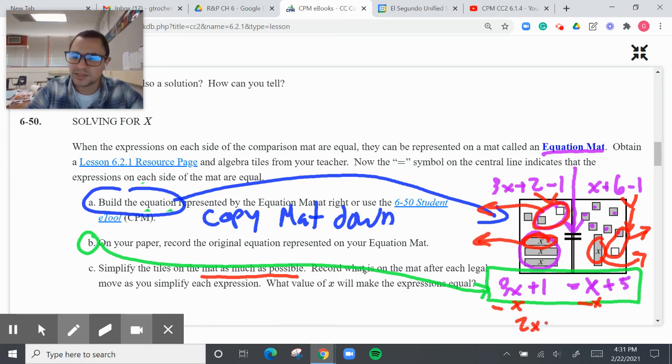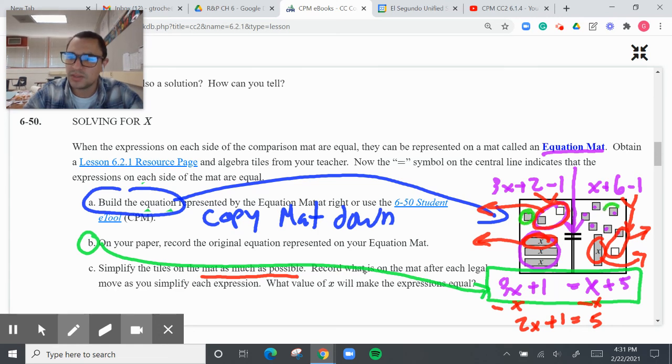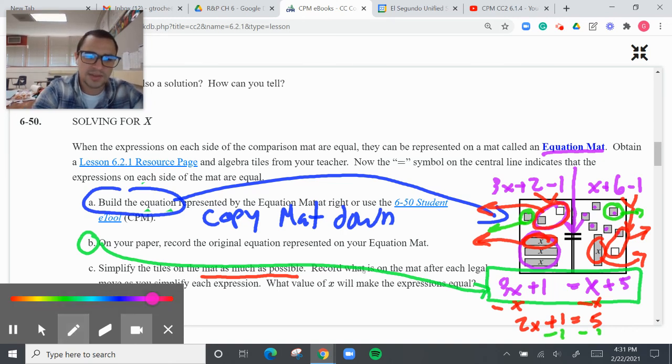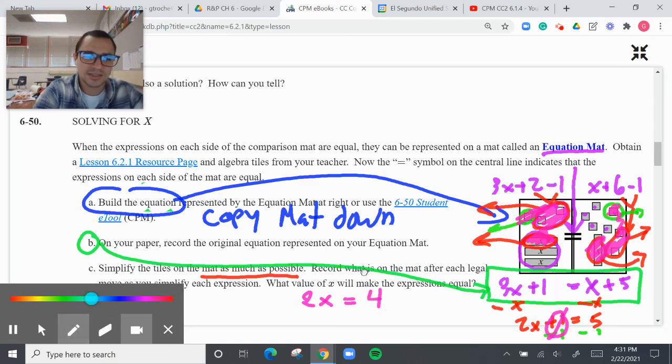So then those are coming out. Now we have 2x plus 1 equals 5. And now what do we do? Well, now we have 1 on this side and 1 on this side. So now we're going to remove these. So we're going to minus 1, minus 1. And now we have, that's a 0. And that's going to be 4. So we have 2x equals 4. So now we have this. Now we have 2 x's on this side because these are gone. And now we have these gone. So we have these 2 x's equals 4.